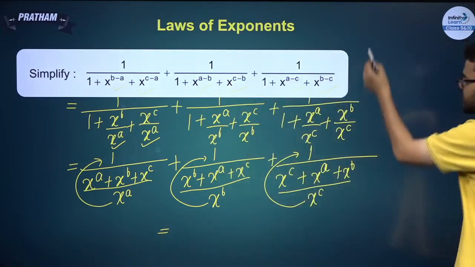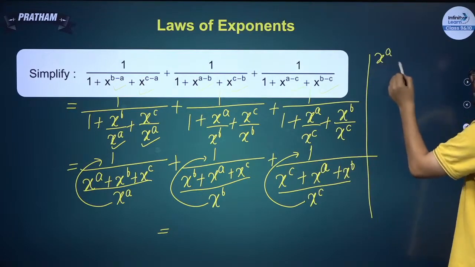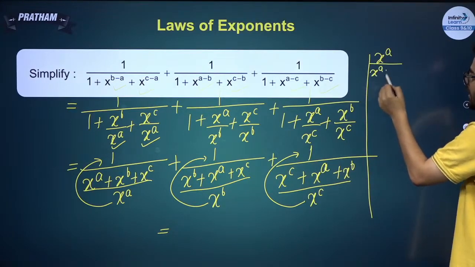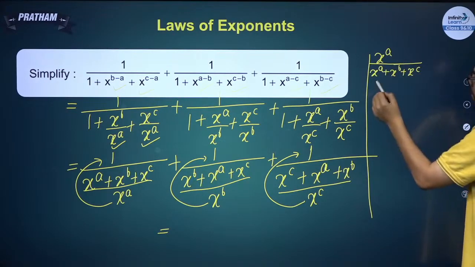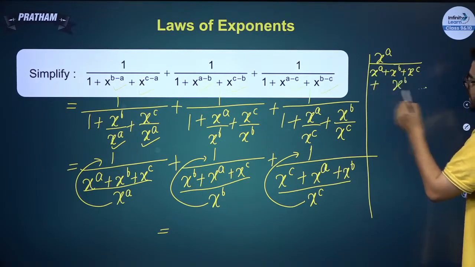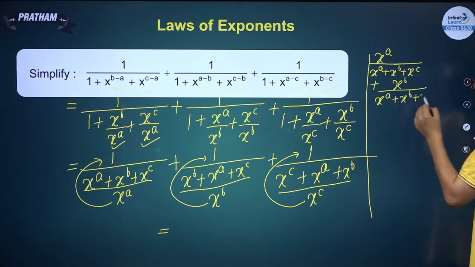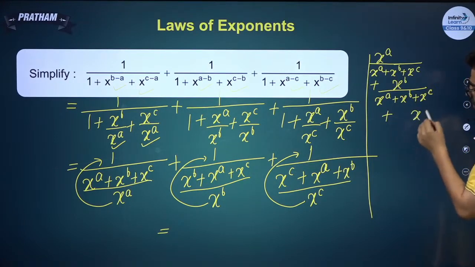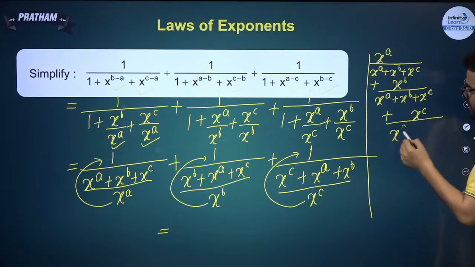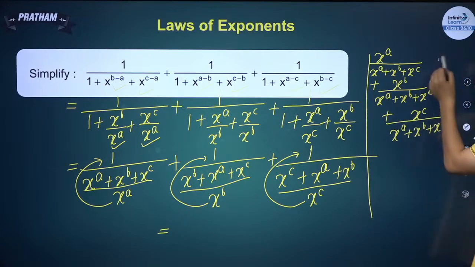So what will I get over here? I guess it will be visible over here. So I'll get what, guys? I'll get x raised to the power a upon x raised to the power a, x raised to the power b, x raised to the power c. Something like this will come up, plus x raised to the power b upon x raised to the power a, x raised to the power b, x raised to the power c. Something like this, plus over here you will get x raised to the power c divided by x raised to the power a, x raised to the power b, x raised to the power c. Something like this you will get, right?